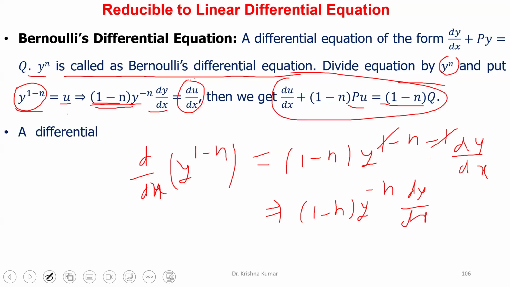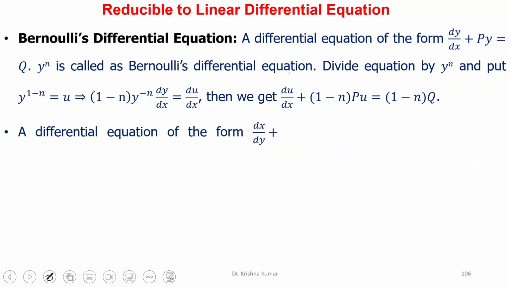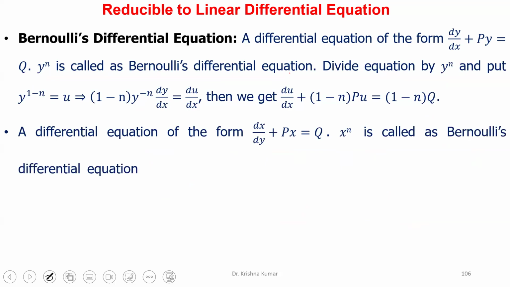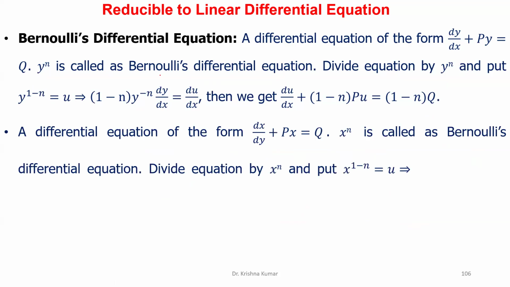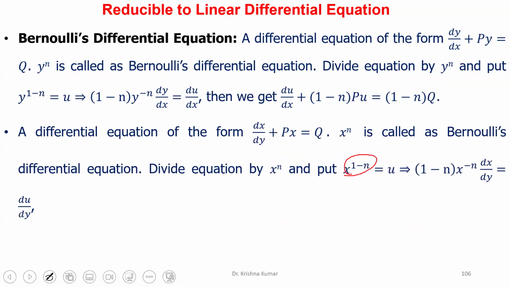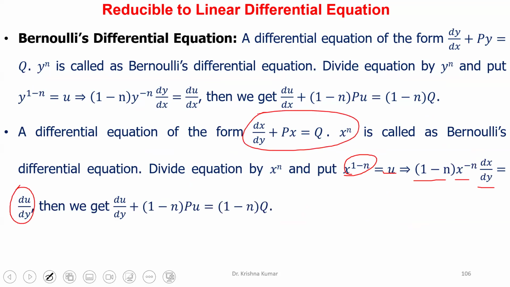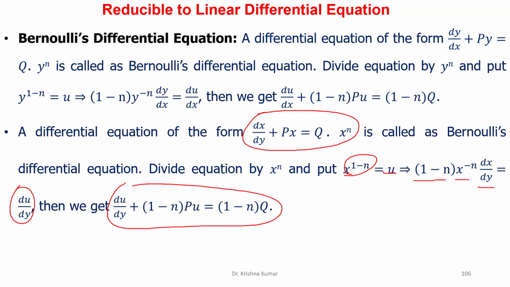Similarly, if we are given a differential equation of the form dx/dy plus Px is equal to Q times x to the power n, it is also called Bernoulli's differential equation. Here, if we again divide by x to the power n and put x to the power 1 minus n equal to u, then 1 minus n, x to the power minus n, dx/dy is equal to du/dy, and the given equation will be converted into the linear differential equation du/dy plus 1 minus n, Pu, which is equal to 1 minus n, Q. This is again a linear differential equation. So this is called Bernoulli's differential equation.